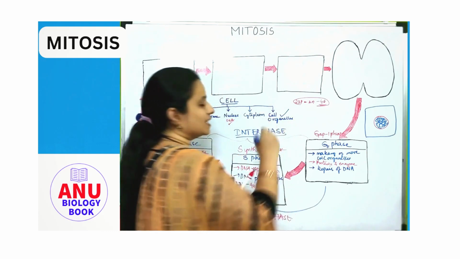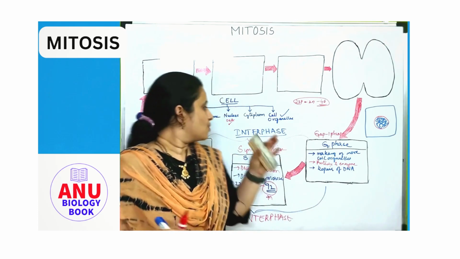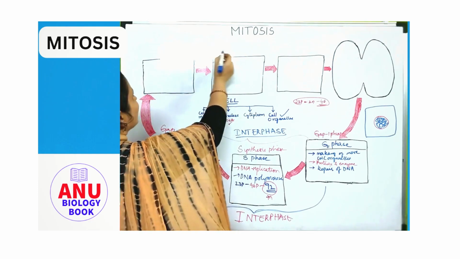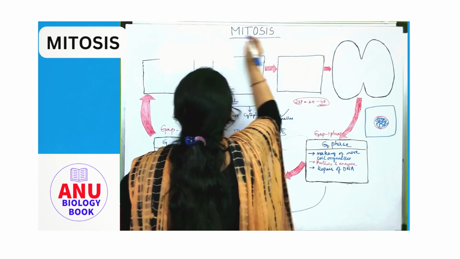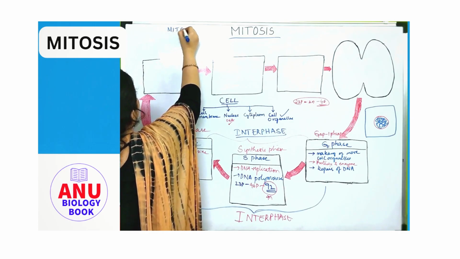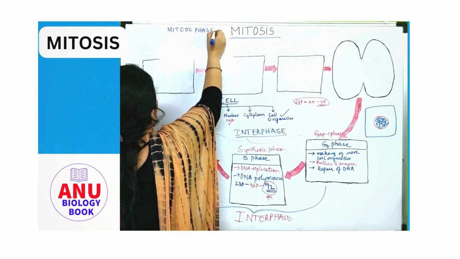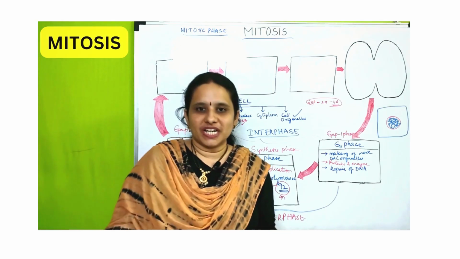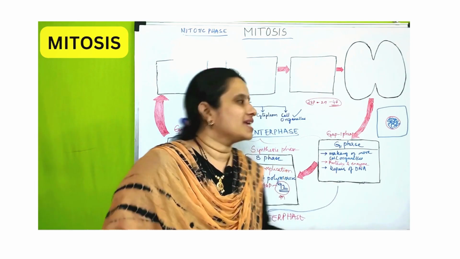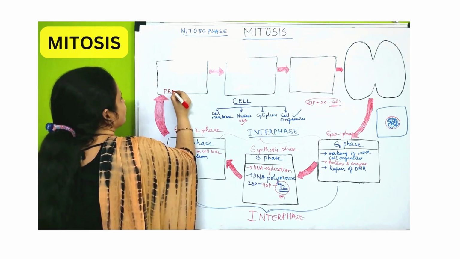So here this interphase is a very important phase, and after that we get into the M phase. This M phase is nothing but the mitotic phase. We call it the mitotic phase. In this mitotic phase, the first phase we call prophase.